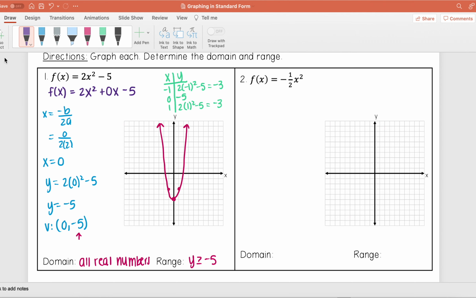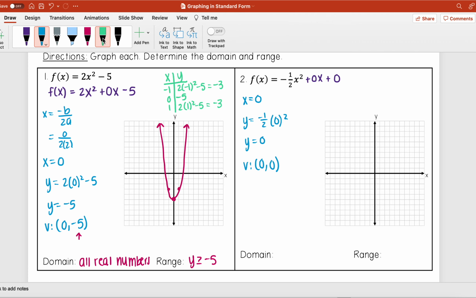Now for this last one we have f of x is equal to negative 1/2 x squared. So here I'm actually missing all of my terms to the right, so I can really just add a 0x plus 0. So now whenever my b term is 0, just like we saw here, x is going to equal 0 as well. And so to find what my y value is, I can go ahead and plug in 0 for x. So I have negative 1/2 times 0 squared. And so y is going to equal 0 as well. So that means my vertex here is just going to be 0, comma 0.